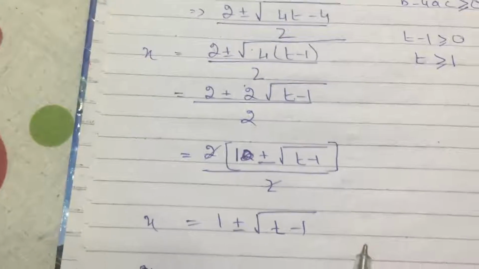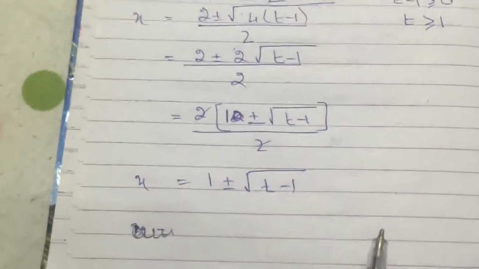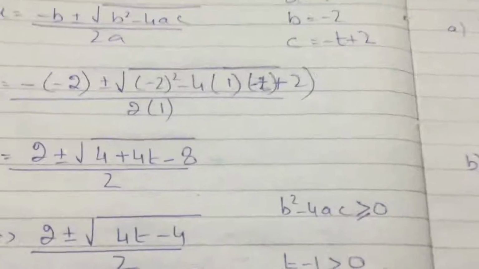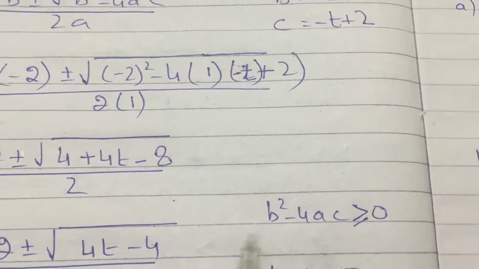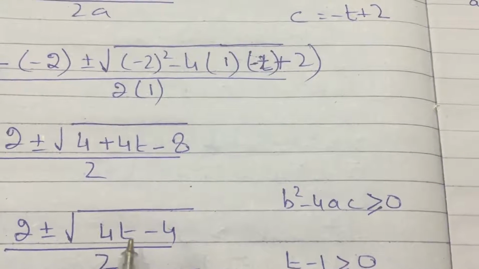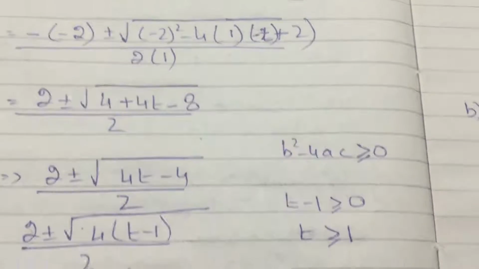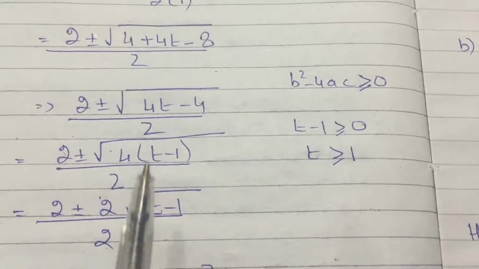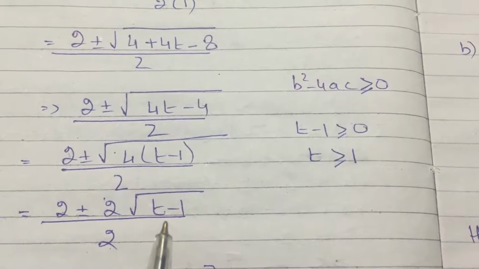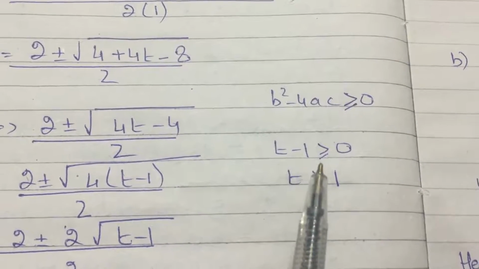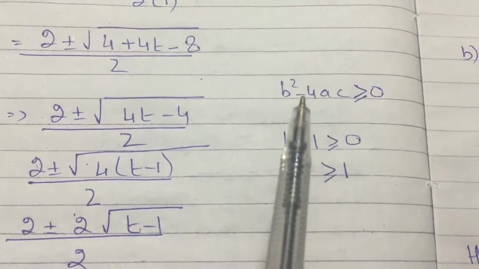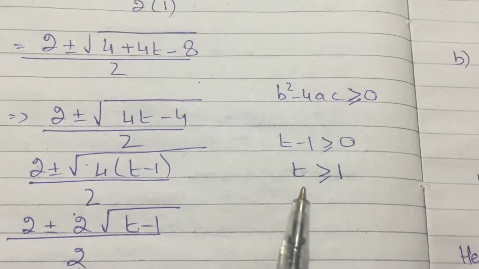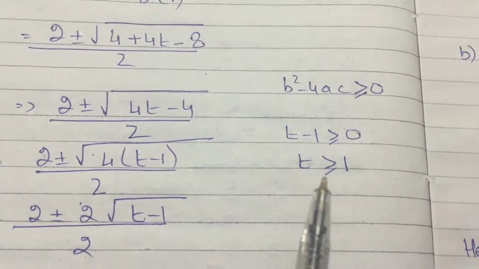Now we know that for real values, b square minus 4ac is greater than or equal to 0. And b square minus 4ac we have just found here came 4t minus 4, and here when we solved it, it was t minus 1. So you can use directly the values you have obtained from here rather than substituting again and then finding out the value. So this will give you the values of t.